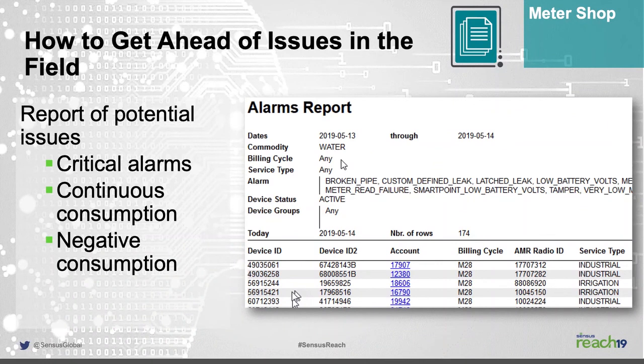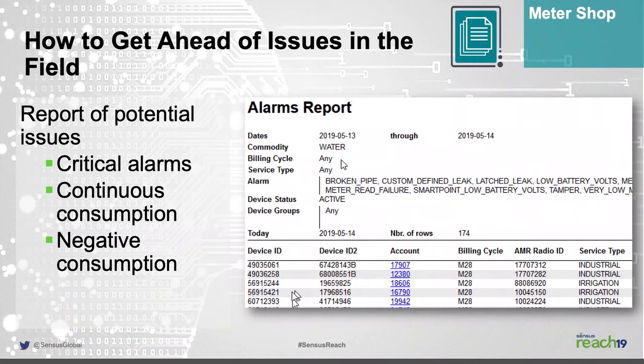And you can schedule this, right, to say every day at 9 a.m. send the alarms to the meter shop, and you can break it down into customer leaks, low battery alarms, outages, anything that you want to put in there, and you can just put it into your regular process.